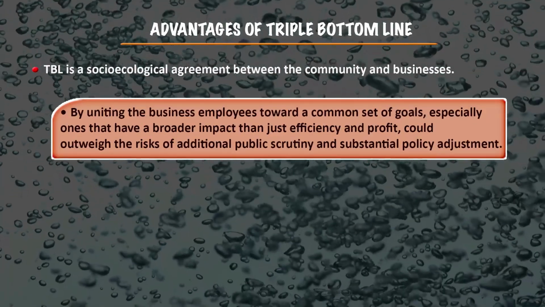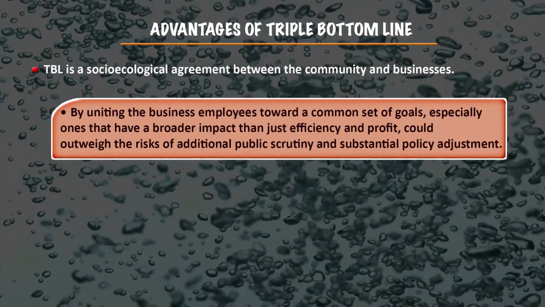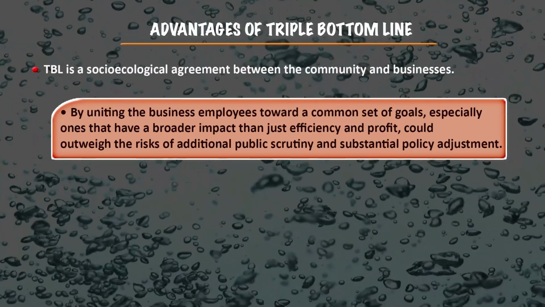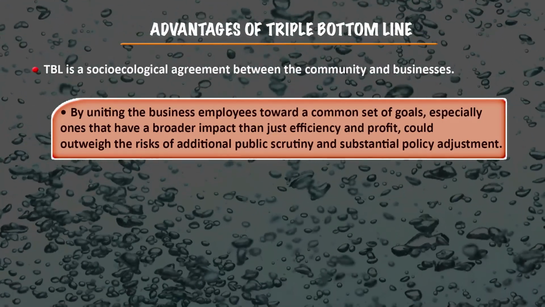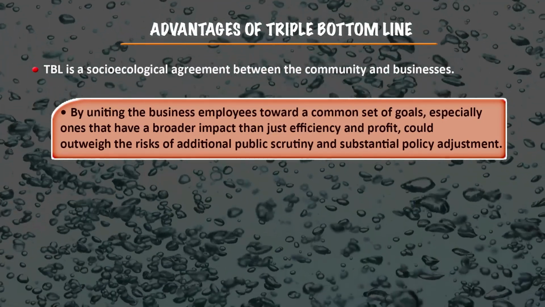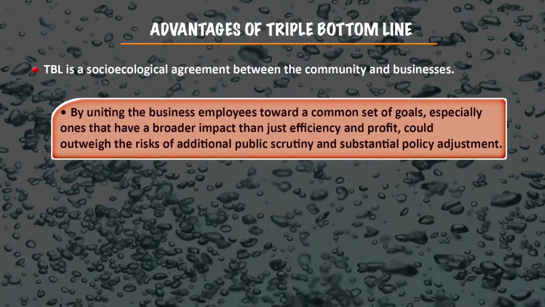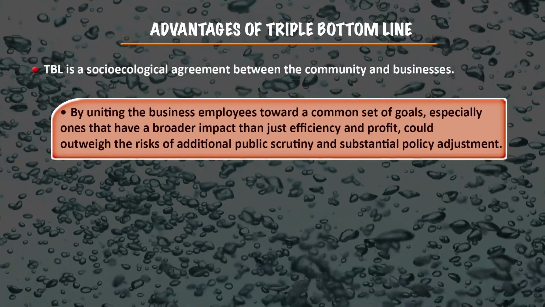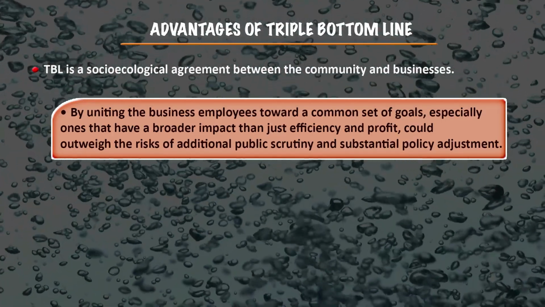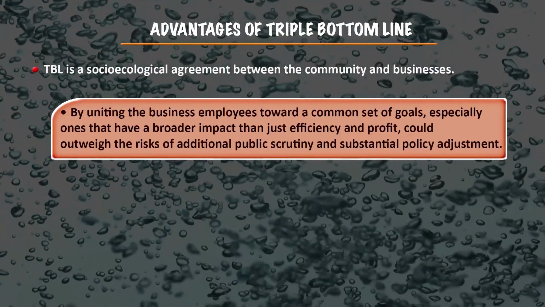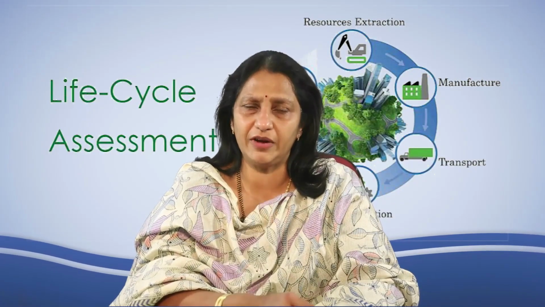By uniting the employees in the business towards a common set of goals, especially ones that have a broader impact than just efficiency and profit, that could outweigh the risk of the additional public scrutiny and the substantial policy adjustment. And another factor is the design for environment.